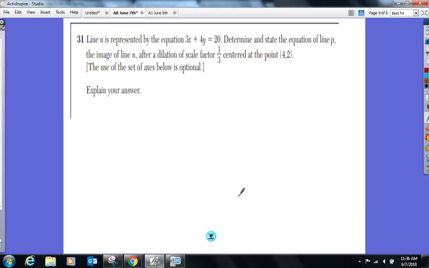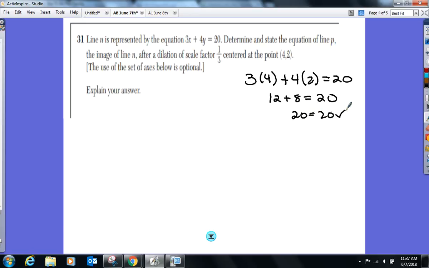But is this around the origin? No. And it's probably this second and final case. The point is on the line. Is there any way I can check if 4,2 is on that line? Even easy. I don't want to waste the time graphing. You could if you wanted to. Plug it in. Ready? 3 times what's your x-coordinate? 4 plus 4 times 2. Is that equal to 20? Because if it is, it's on the line. Yep.